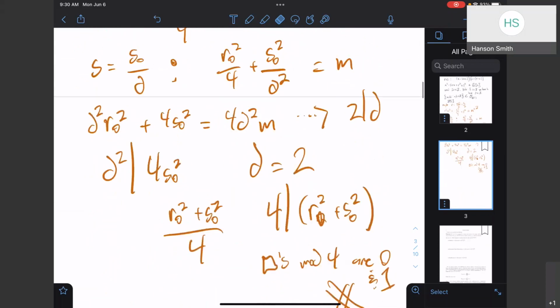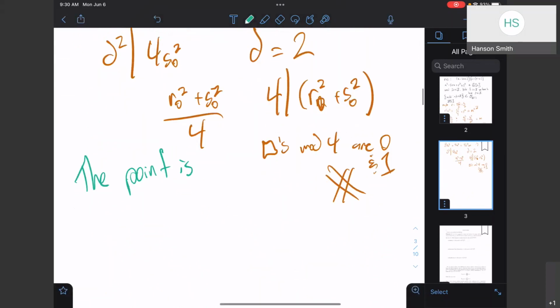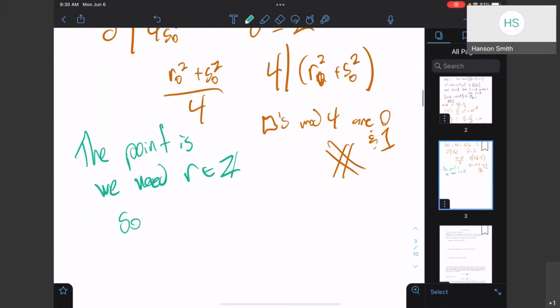So anyway, what's the point? The point is we need r in Z, so Z adjoined i is the ring of integers of Q adjoined i. Okay, and I know I got a little convoluted there. Are there any questions about, yeah?